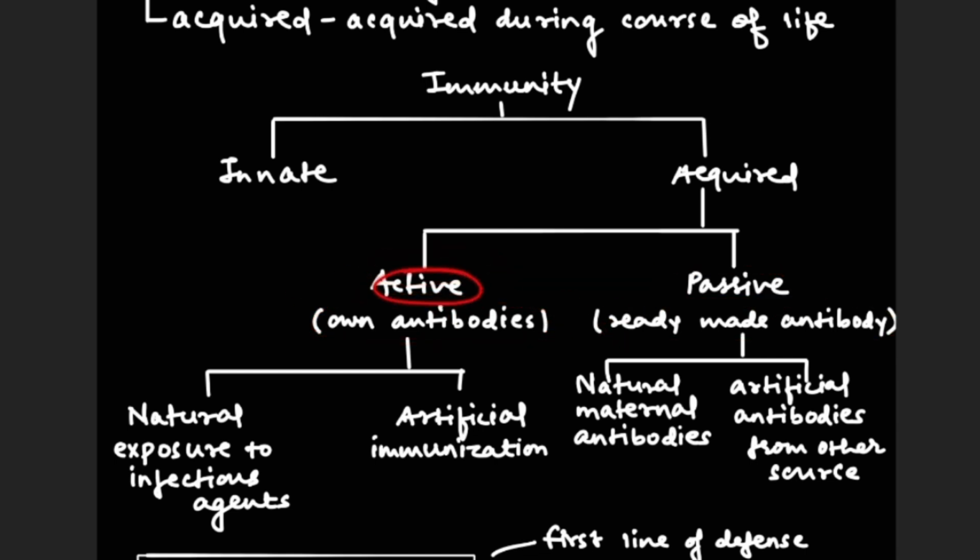Then again, active immunity is divided into natural and artificial. Natural is exposure to the infectious agents, and in artificial we can give immunization. The next is passive, which is also divided into natural and artificial. In natural, it is the maternal antibodies which are passed on to the fetus. And the next is artificial. In this, we can give antibodies from any other source. Now we will see all these things in detail.